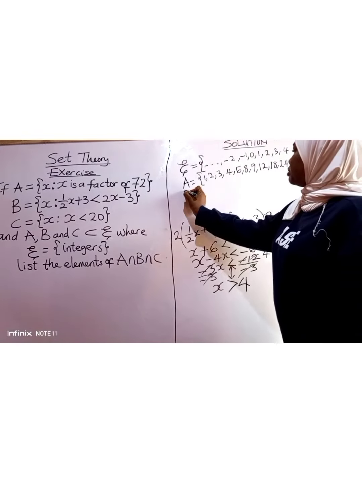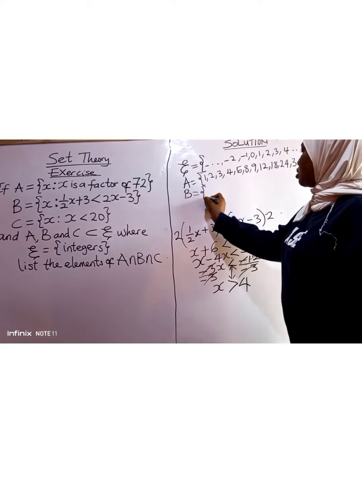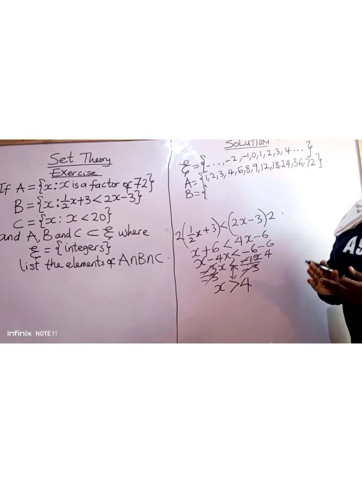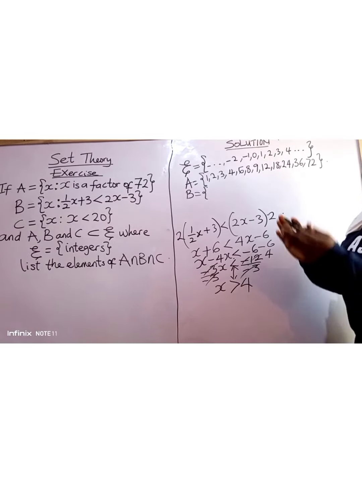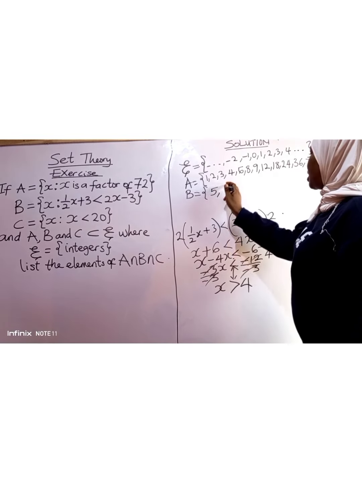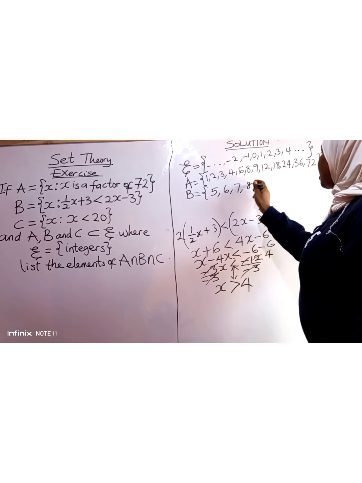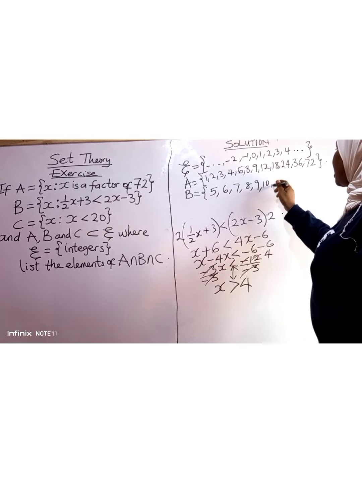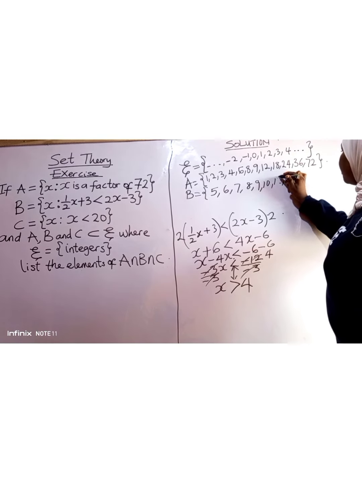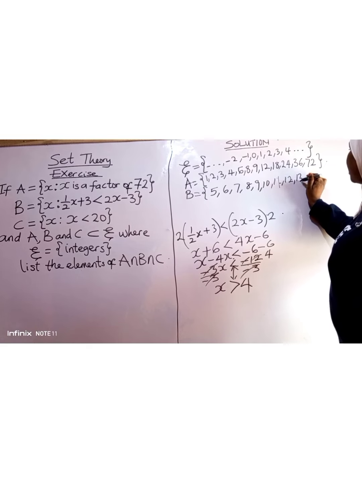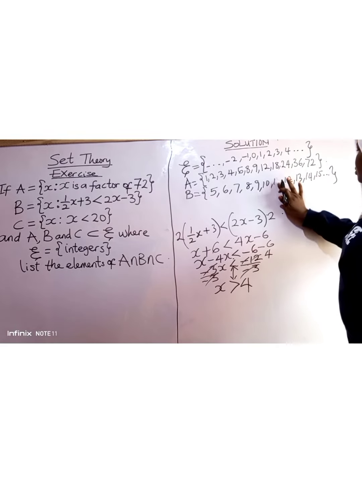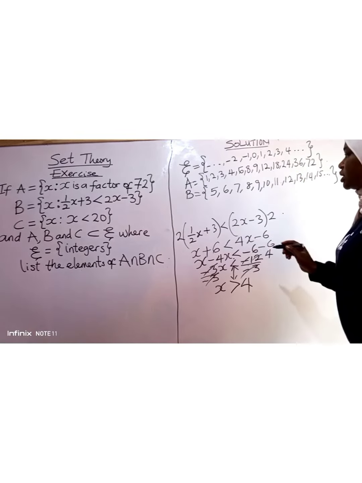So now we write B is equal to {x such that x is greater than 4}. That means we are starting from the number immediately greater than 4, and that is 5, 6, 7, 8, 9, 10, 11, 12, 13, 14, 15, and so on.